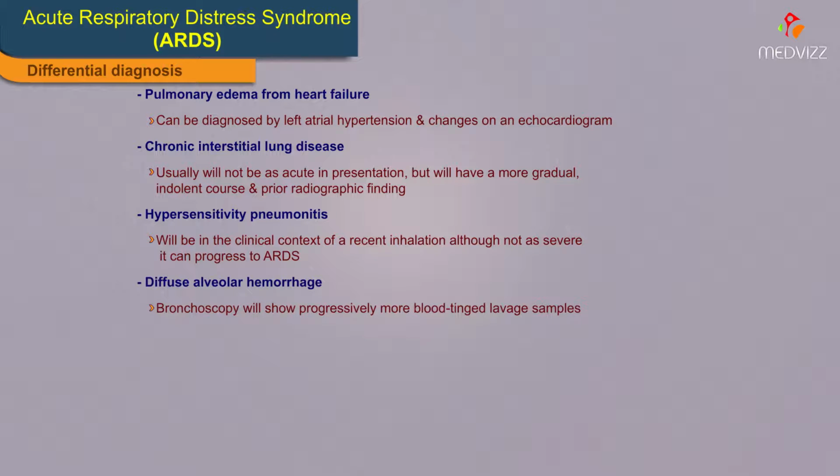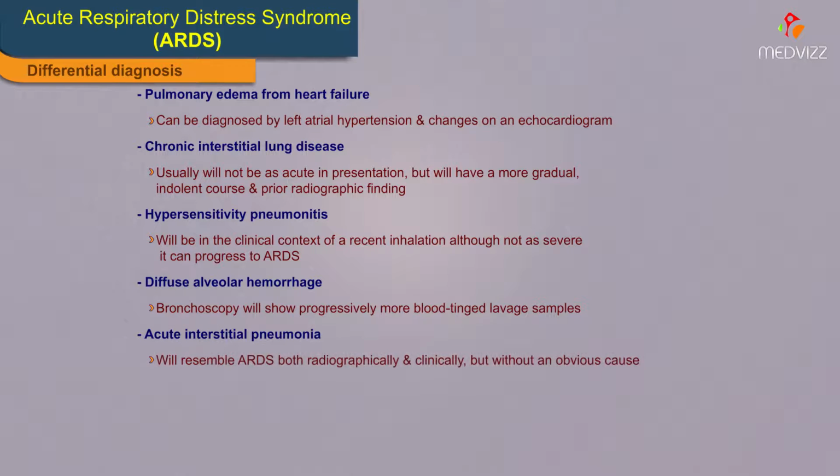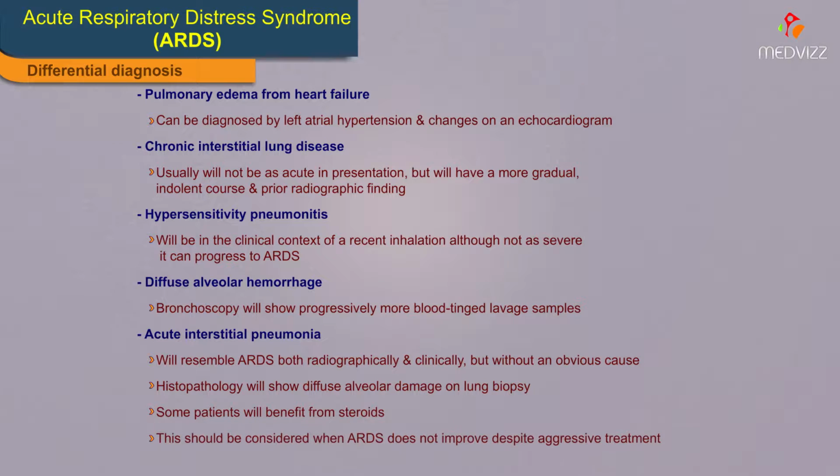Bronchoscopy will show progressively more blood-tinged lavage samples. Acute interstitial pneumonia. This will resemble ARDS both radiographically and clinically, but without an obvious cause, and histopathology will show diffuse alveolar damage on lung biopsy. Some patients will benefit from steroids. This should be considered when ARDS does not improve despite aggressive treatment.